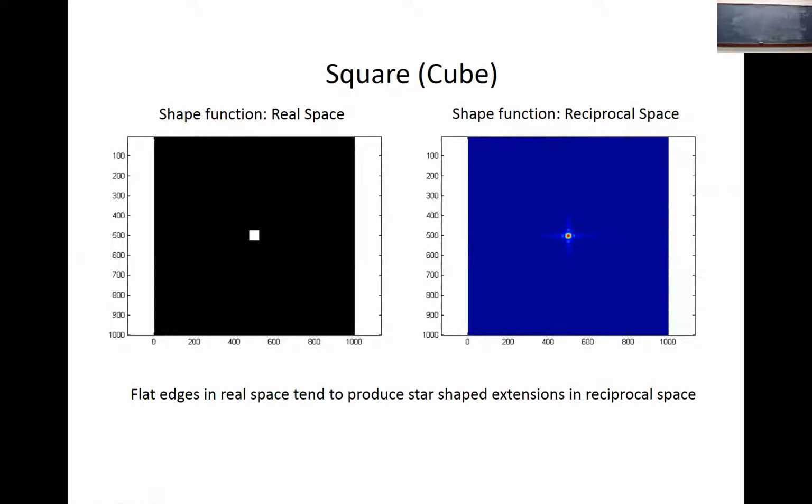Another example here is a square, or it would be a cube in 3D. What you can see is that you get these fringes jutting off in reciprocal space that are perpendicular to the faces of the square. In general, if you have a polygon, in reciprocal space you get these streaks, and in papers they are sometimes referred to as star-shaped or asterisms out from the square faces in reciprocal space.